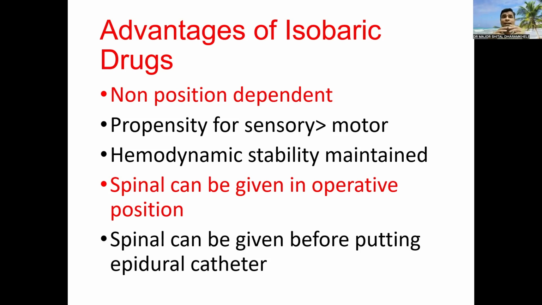But the problem is that it has a propensity more for sensory than motor block. Also, hemodynamic stability is maintained in these patients because of less sympathetic blockade. Spinal can also be given in the operative position. If we are not able to position the patient lying down or with the operating site upside, we don't have to worry about that. We can keep the operating site up and give the spinal in the lateral position.